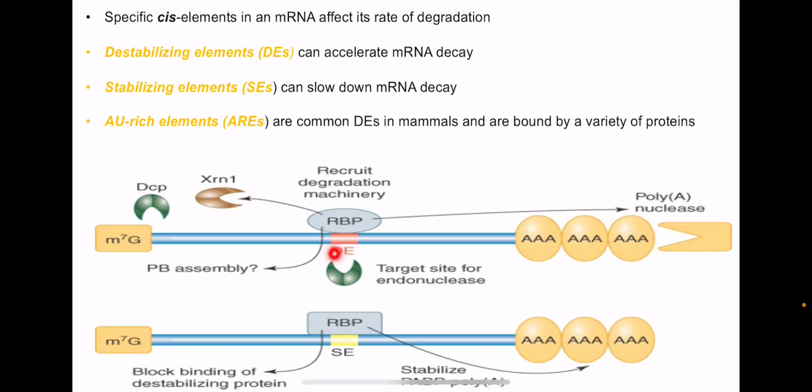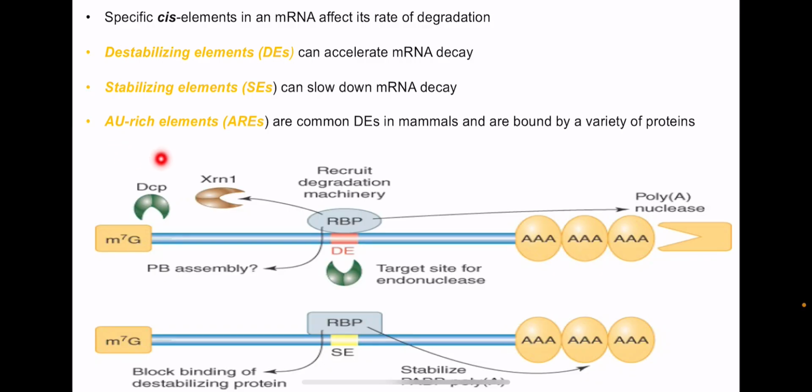It takes part, but it also plays another role, which is snitching on the mRNA and recruiting the degradation machinery, right? And there are other mRNA molecules with stabilizing elements, and these stabilizing elements are going to block the binding of the degradation machinery, and hence stabilize the mRNA.